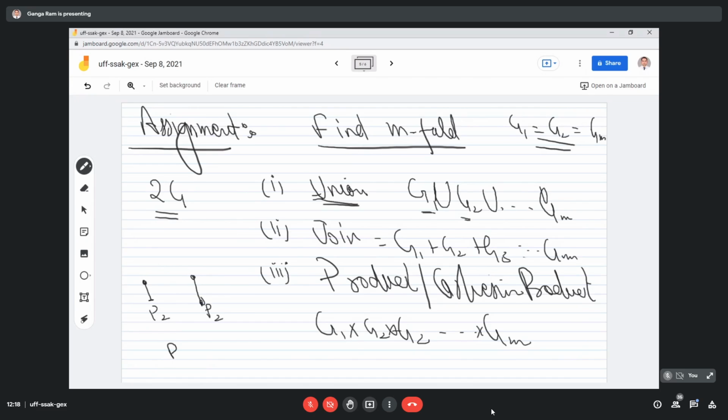So what is the union of P2? Again it is this graph, all of it. So it means that for union, there is no meaning. I think there is no meaning of M-fold for union. There are meanings only for joint and Cartesian product of a graph. So you can skip, you can remove this one, because if you take the intersection or union of a graph, it will be again that graph.